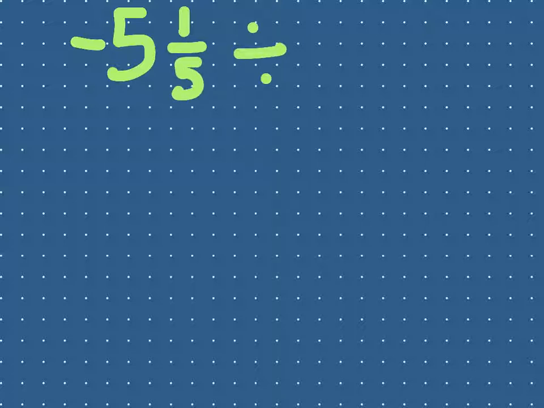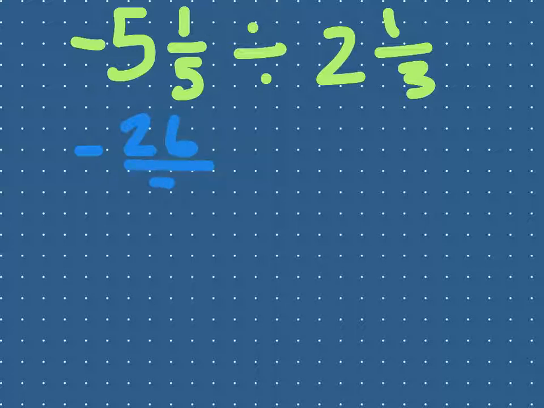Alright, let's do another one and then I'll have you do one on your own. Let's take -5 1/5 divided by 2 1/3. They're in mixed numbers, so we want to change them into fractions. So this becomes -26/5 divided by 7/3.